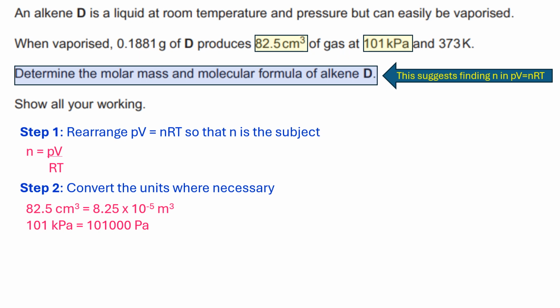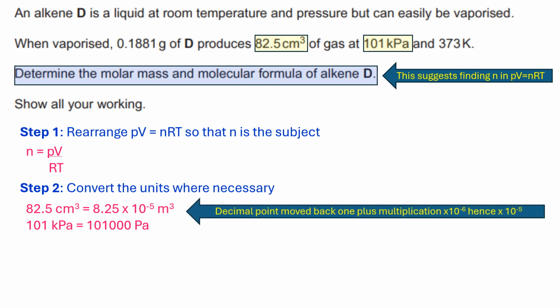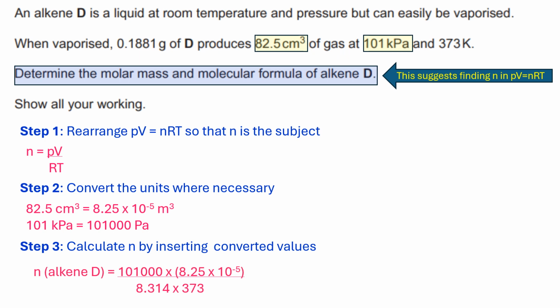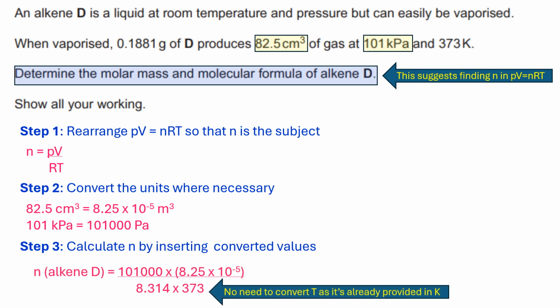So I need to convert my volume and convert my pressure. So it's 8.25 times 10 to the power of minus 5. You could just as easily do 82.5 times 10 to the power of minus 6. So then you calculate the number of moles by inserting the converted values you've just come up with. And like I said, there's no need to convert temperature as it's already provided in Kelvin.